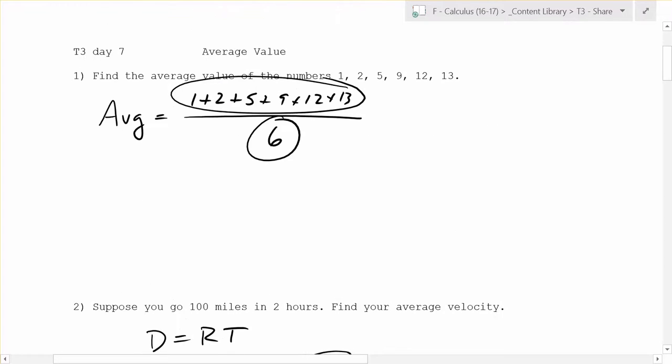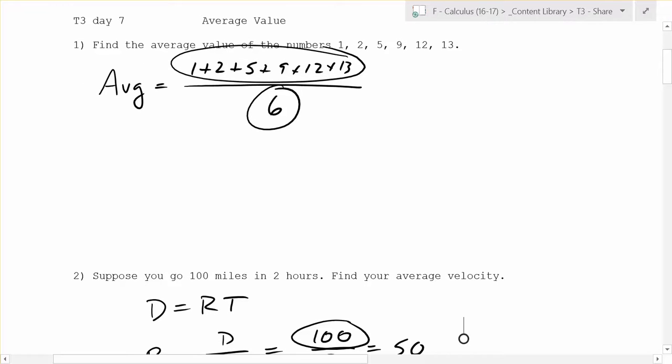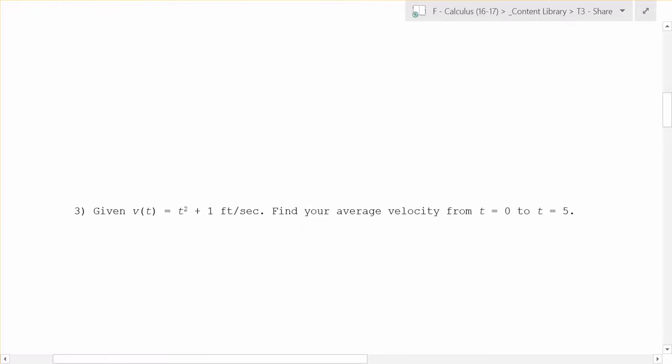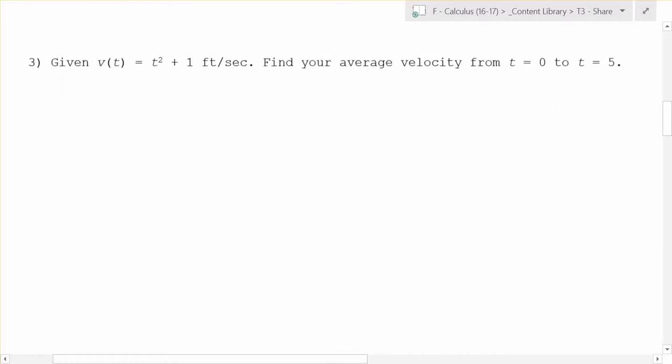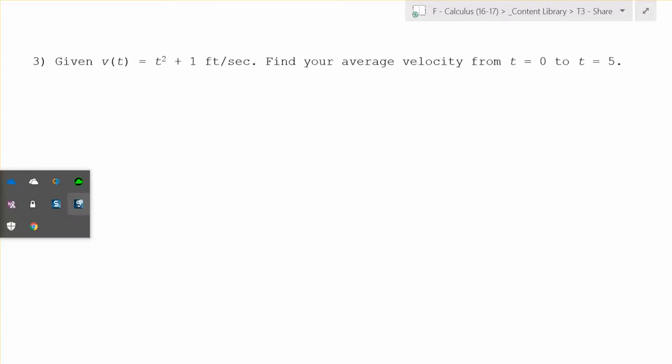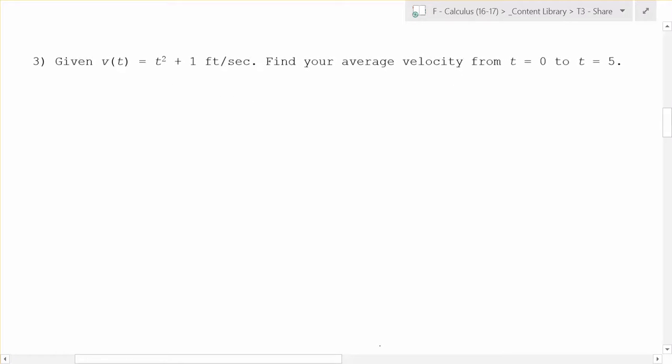Now here's the thing. Can you find the average of 3 numbers? Sure. 5 numbers? Absolutely. How many numbers could you theoretically find the average of, given enough time? As many as you want, right? An arbitrary number, and that's effectively what we're going to be doing here. So let's say we did this. This is the question we're going to be targeting in terms of what we need to learn. Given velocity is equal to that function, so v of t is equal to t squared plus 1, find the average velocity from time equals 0 to time equals 5.